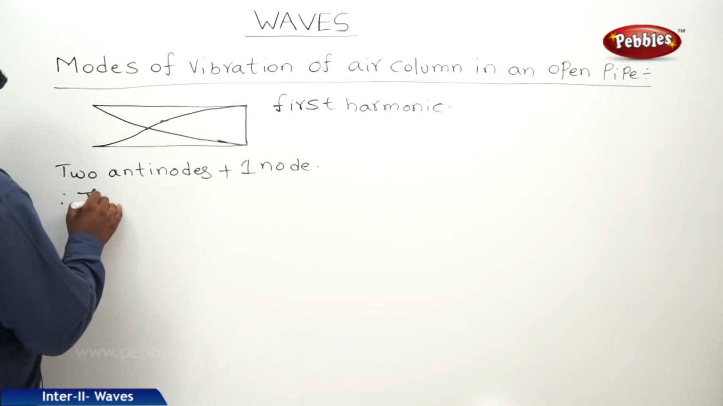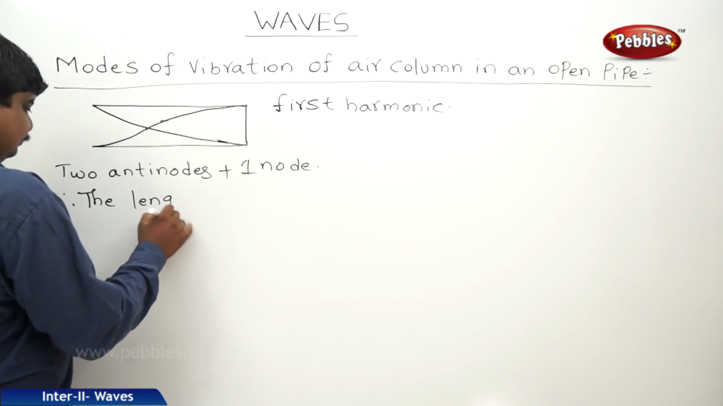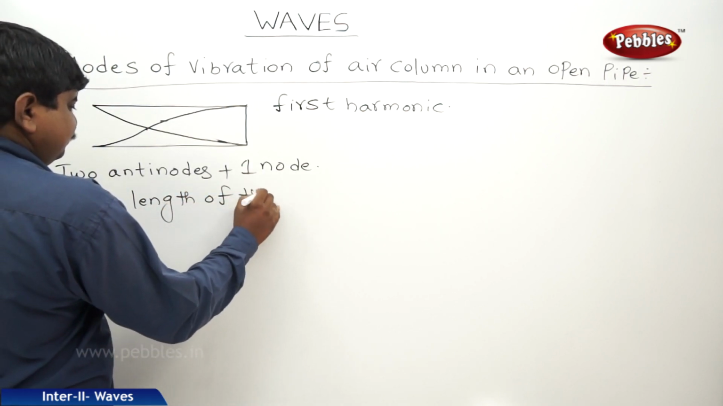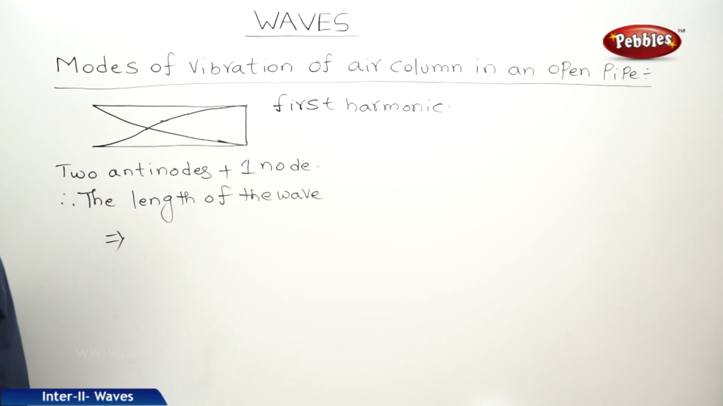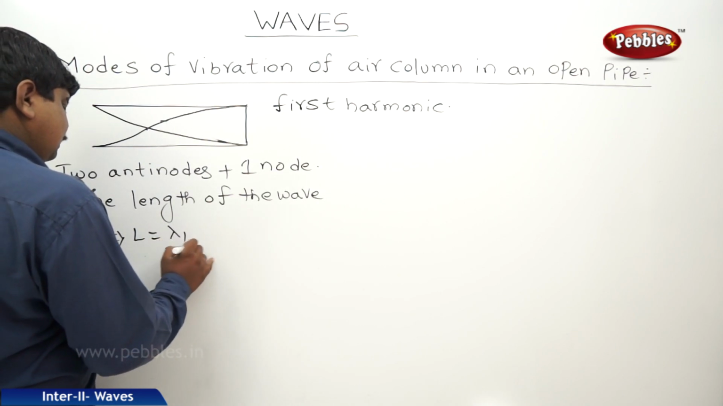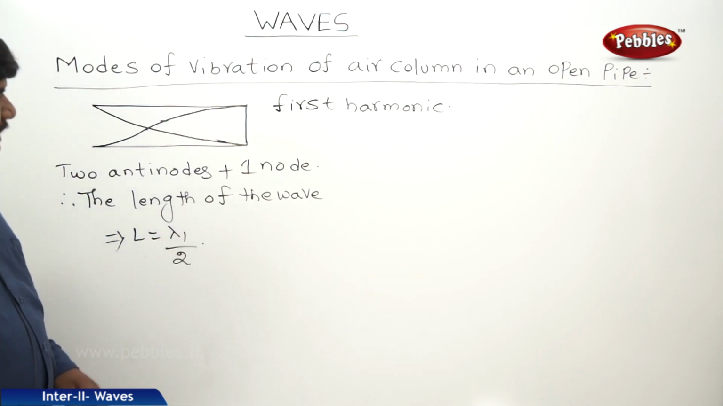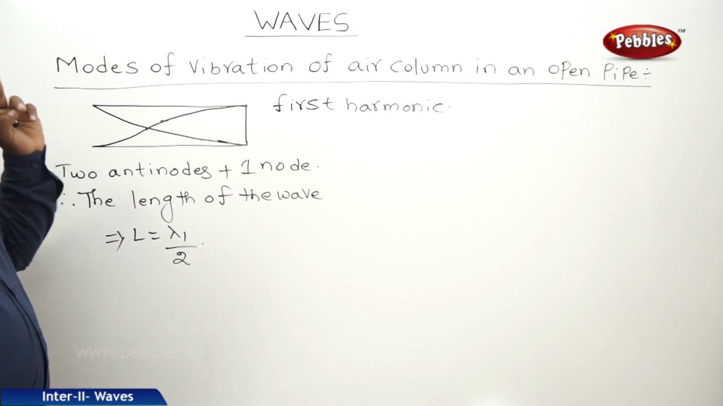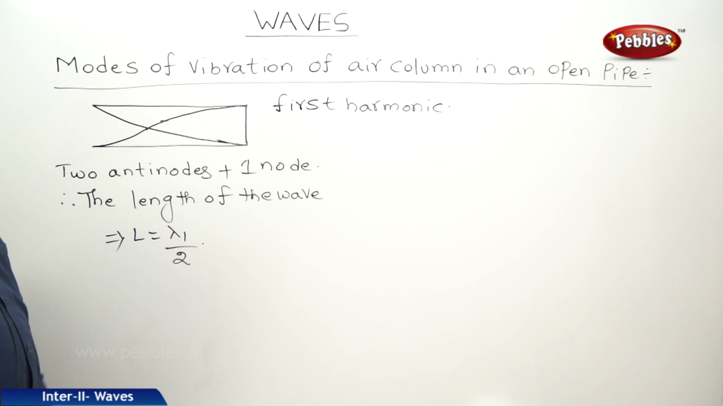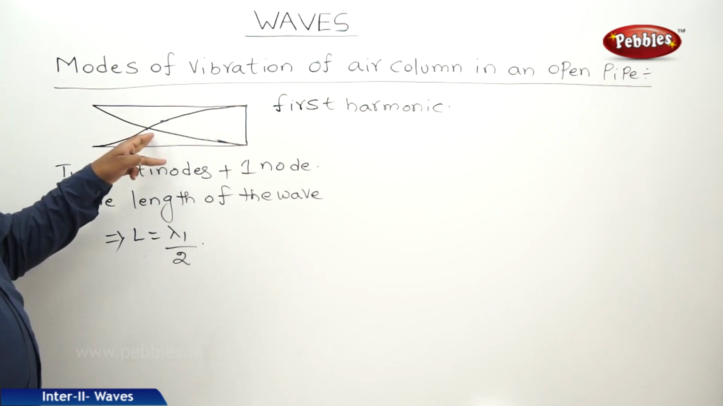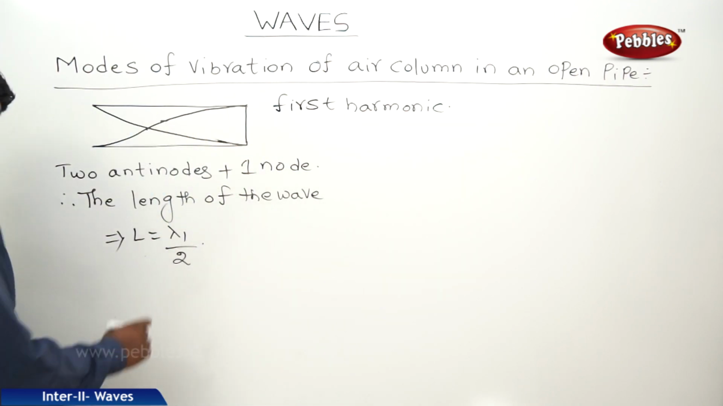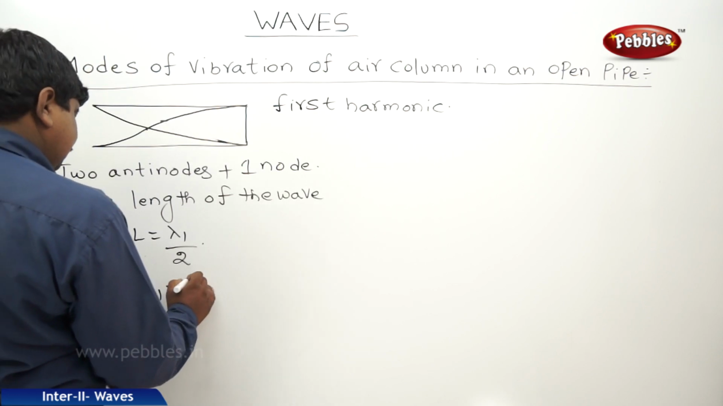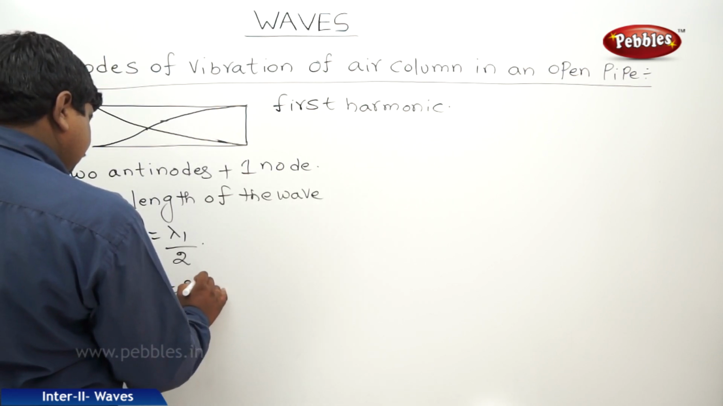So the length of the wave L is equal to lambda 1 by 2, because the distance from node to node or antinode to antinode is the wavelength. Here the distance is from antinode to antinode via a node, which means this is half, and this is the remaining half. So total is lambda 1 by 2. So from this, lambda 1 is equal to 2L.